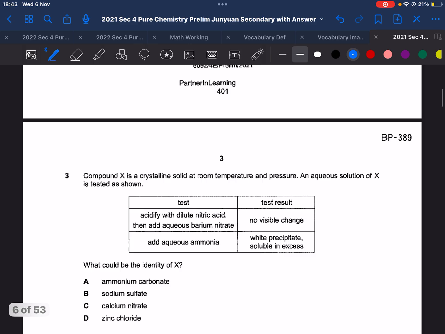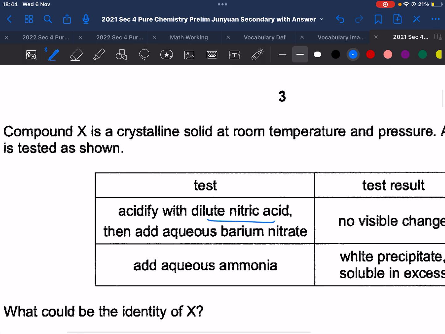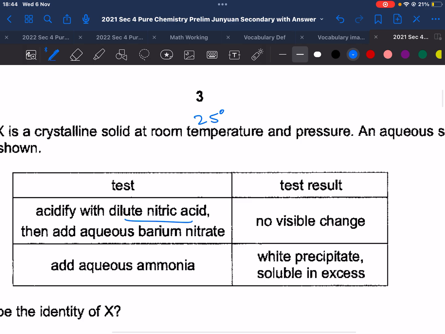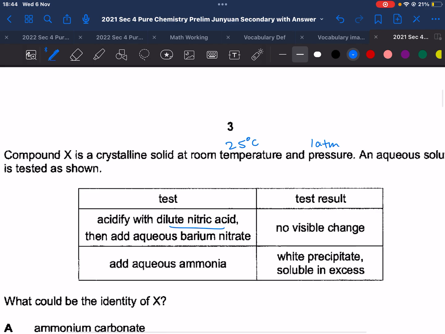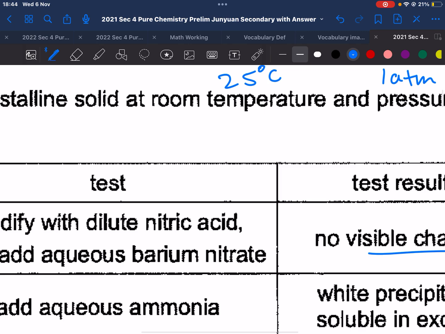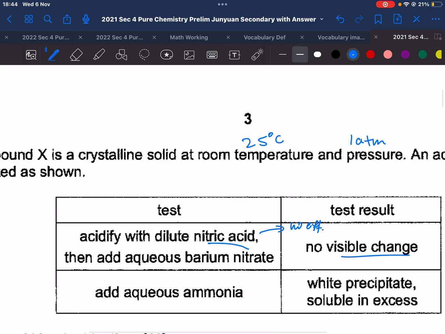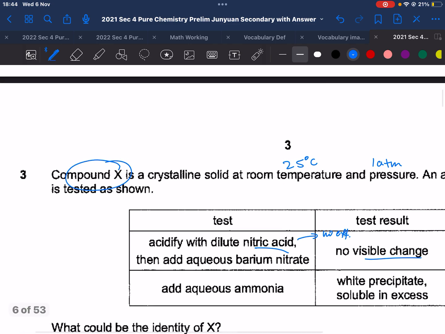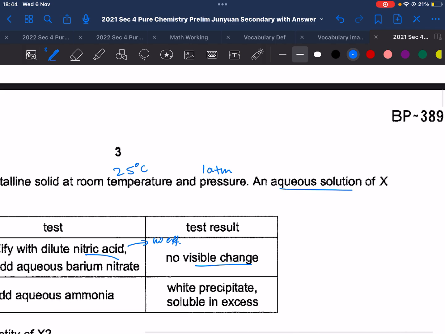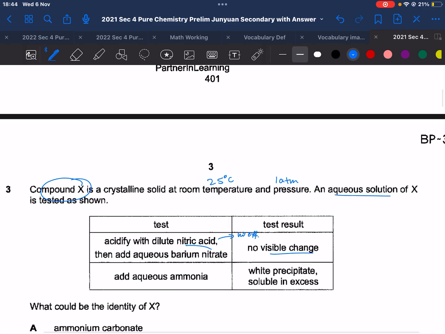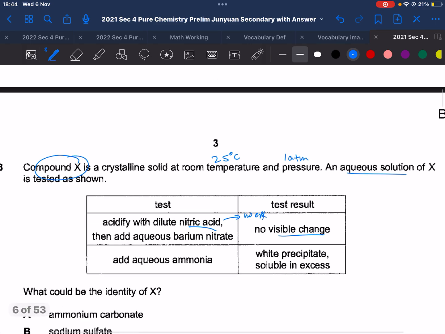Okay, so first of all, when you add dilute nitric acid, okay, this is at room temperature, just to recap, room temperature is 25 degrees Celsius and atmospheric pressure is 1 atmosphere. Okay, to acidify with dilute nitric acid, there's no visible change. So it means that there is no effervescence. Okay, so it means that whatever is there is not a carbonate. It's also not a form of metal. Okay, it cannot be a metal because it's a compound. Okay, the aqueous solution is also aqueous. It can be a carbonate, it can be sodium carbonate or potassium carbonate, but it cannot be a metal. Okay, so it's definitely not metal.